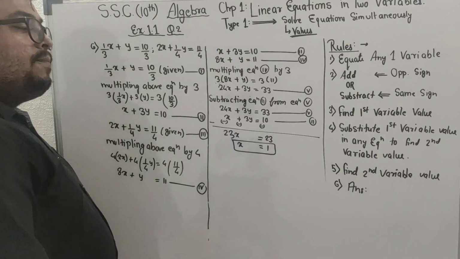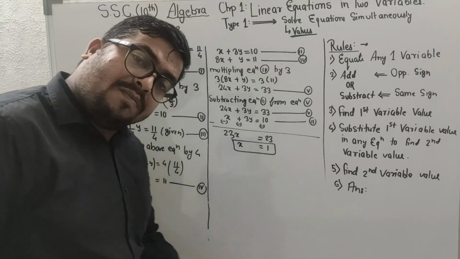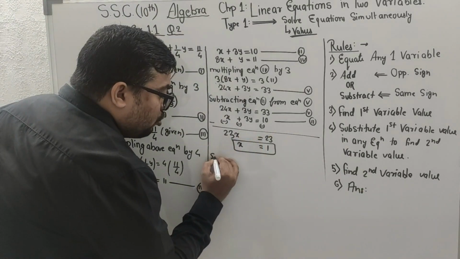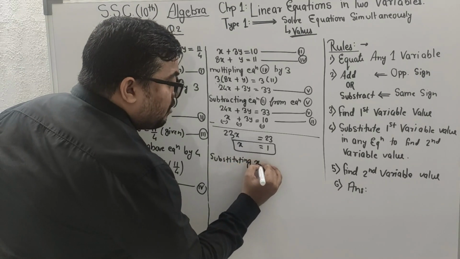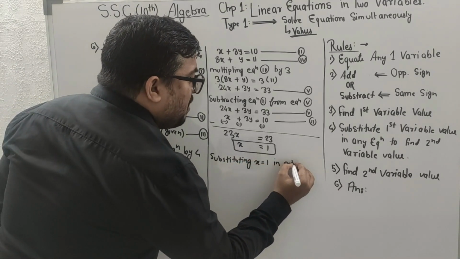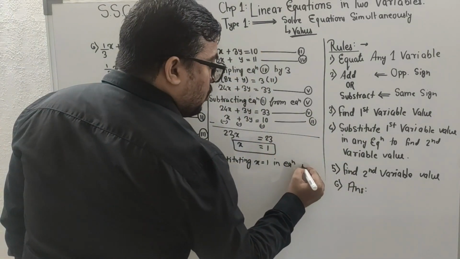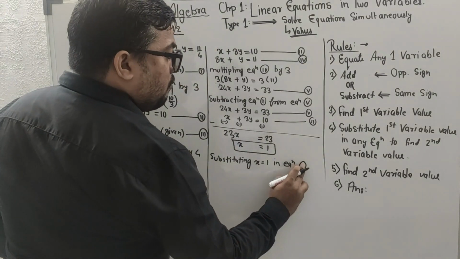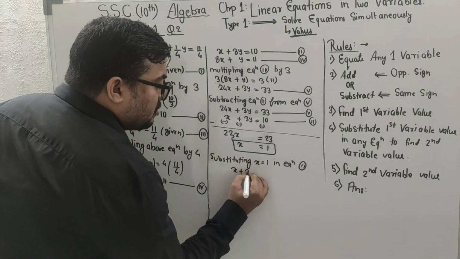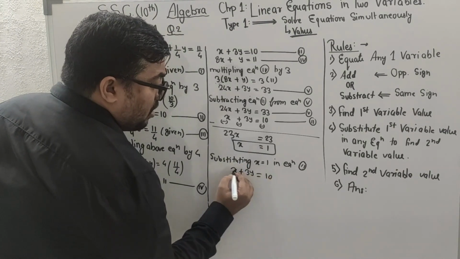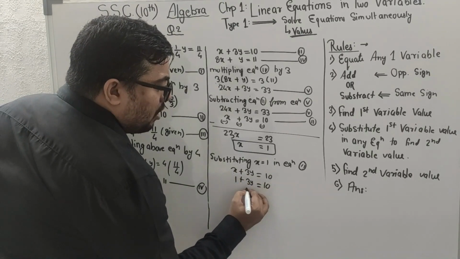Now students, you got the value of the first variable. You have to find the value of the second variable. Okay. Now substituting x equals 1 in an equation. Whichever equation you like, you can put the value in it. I am substituting this value in equation number 2. What is equation number 2? x plus 3y is equal to 10.